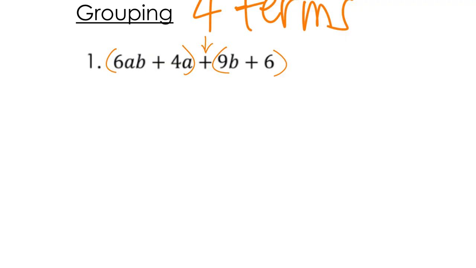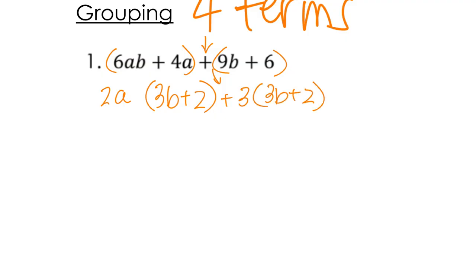So what do 6AB and 4A have in common? A 2 and an A. All right, what's left over? 3B and then 2. Good. Okay, following? This plus sign comes down. What do 9B and 6 have in common? 3, so we factor that out. And what's left over?